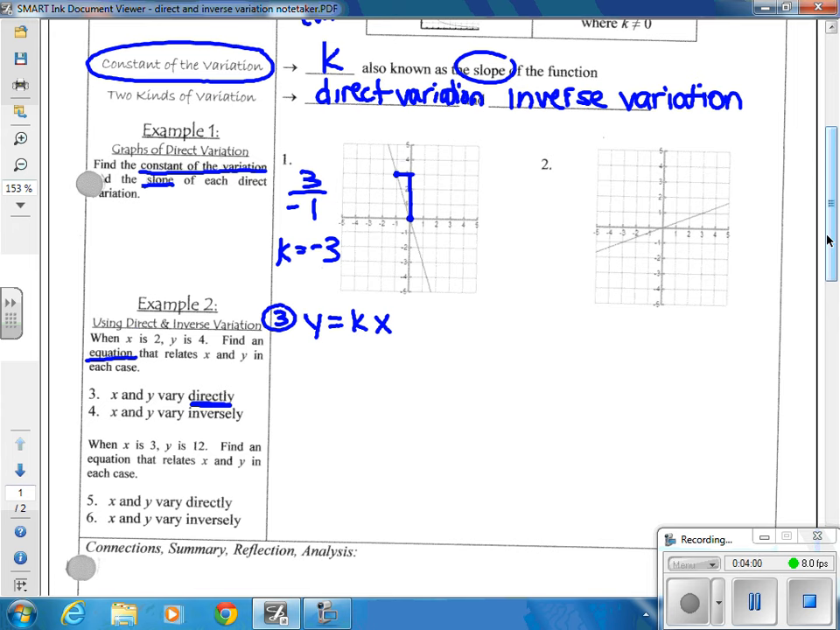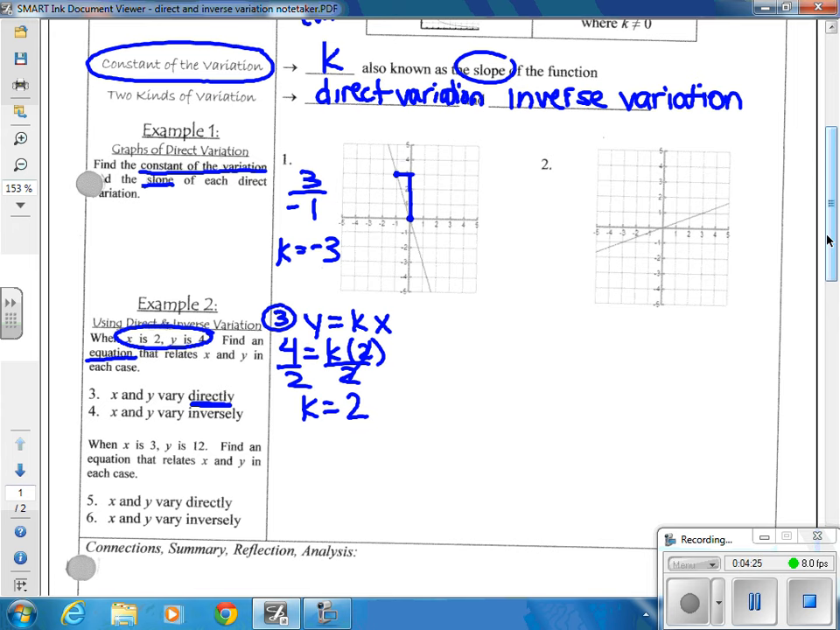In order to write an equation where the value of k is a number, you have to figure out what the value of k is. So this is where we're going to use the given statement of x is 2 and y is 4. We're going to plug in those values in the correct spot. So we have 4 equals k times 2. To solve this for k, we divide by 2, and we find out that the k value is 2. Now that's the value of k, but that's not the equation.